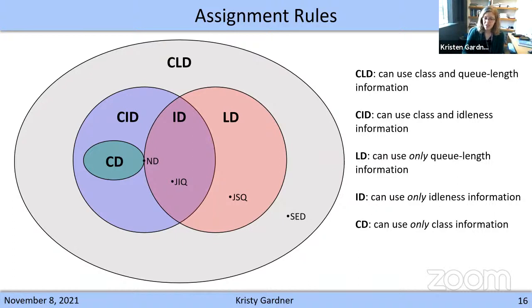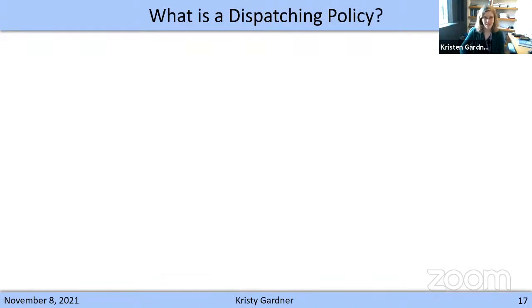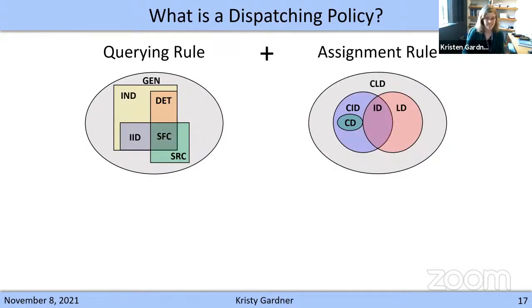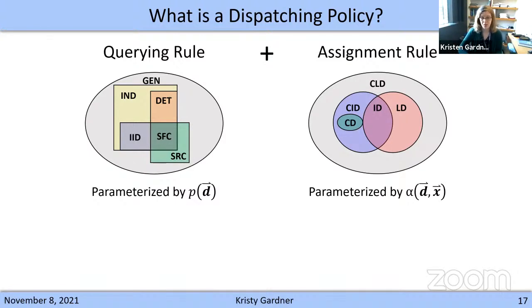All right, so now that we've thought a little bit about querying, we've thought a little bit about assignment, we are now ready to think about what constitutes a dispatching policy. So a dispatching policy consists of a querying rule plus an assignment rule. We are going to choose some policy from our space of querying rules. These are parameterized by our P function. And we're going to choose some assignment rule that's parameterized by our alpha function. So once we've done this, once we've chosen a querying rule and an assignment rule, what we really end up with is a family of dispatching policies.